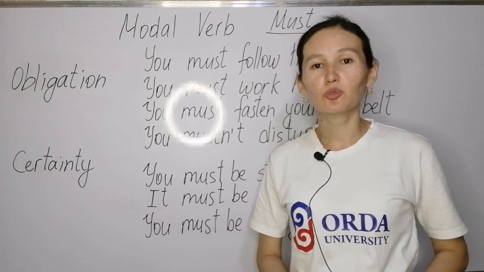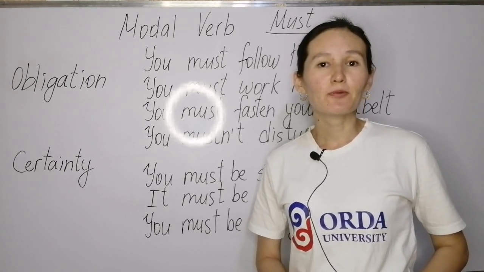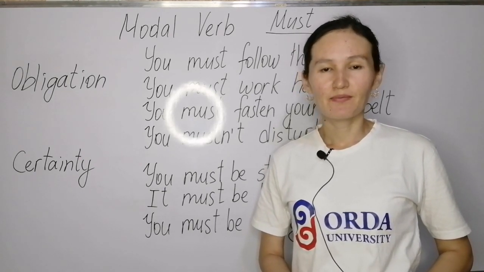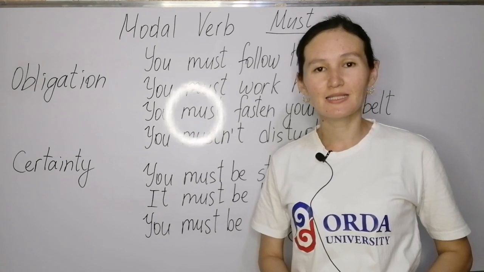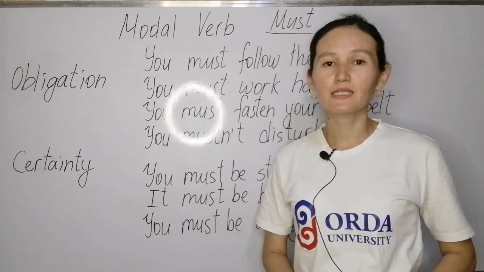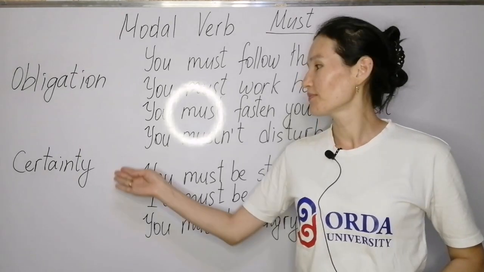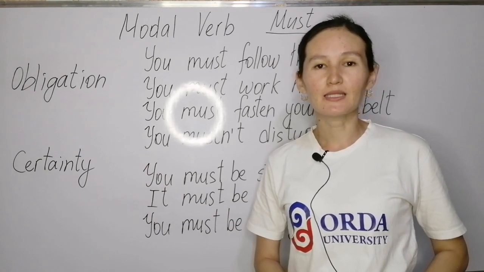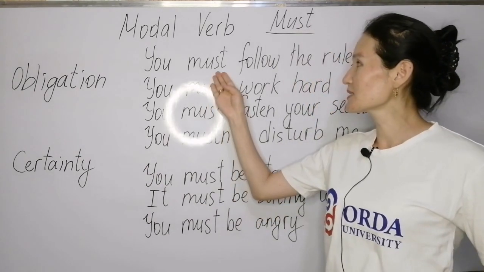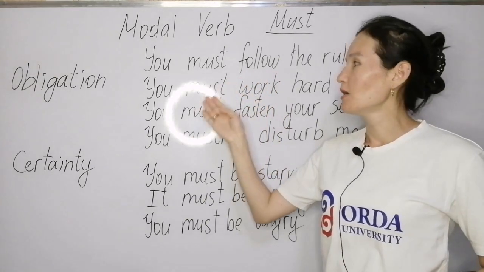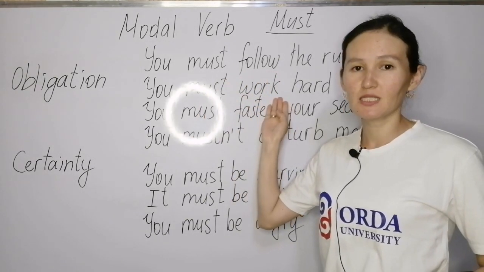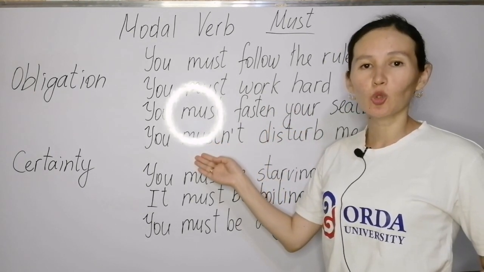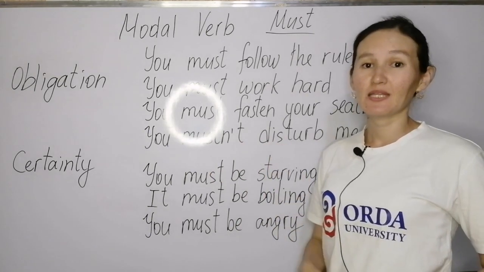Modal verbs are used with other verbs in order to express some ideas. And when it comes to the modal verb must, it is used to talk about obligation and certainty. And the form is must plus bare infinitive. Or the negative form is mustn't or must not plus bare infinitive.